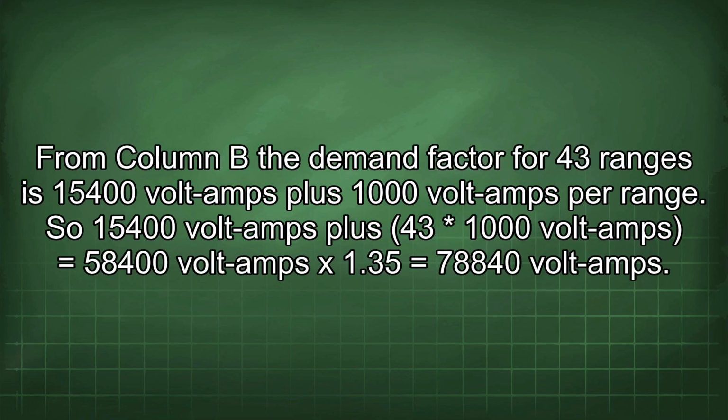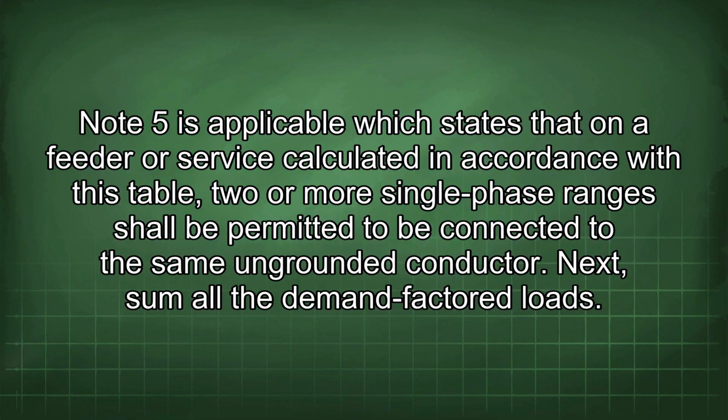From column B, the demand factor for 43 ranges is 15,400 volt amps plus 1,000 volt amps per range. So 15,400 volt amps plus 43 times 1,000 volt amps equals 58,400 volt amps times 1.35 equals 78,840 volt amps. Note 5 is applicable, which states that on a feeder or service calculated in accordance with this table, 2 or more single-phase ranges shall be permitted to be connected to the same ungrounded conductor.